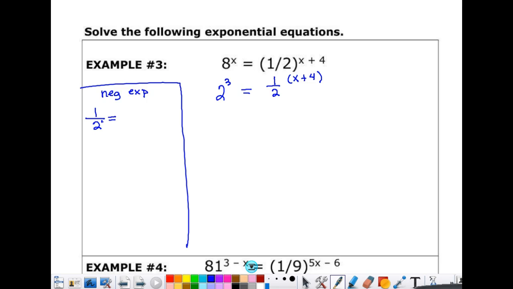Now, I don't want it to be a fraction. I can't have fractions for my bases unless they're the same. So, I'm going to move this 2 to the first power to the top. But when I do that, we have to change the sign of the exponent. So this is going to become 2 to the negative 1.